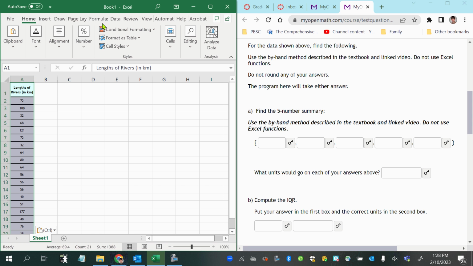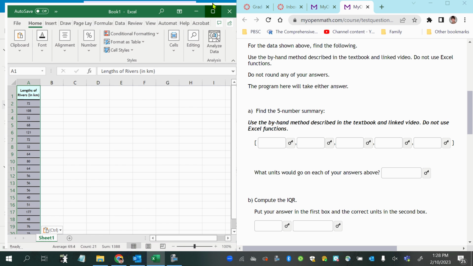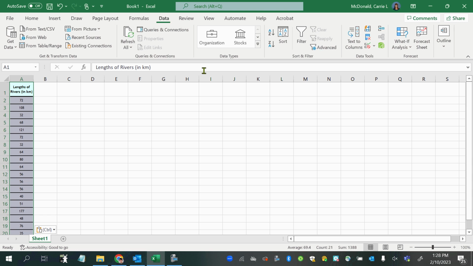Easiest if we just sort the data. So make this bigger for a second. I'm going to go to Data, and after I've selected the column of data, I'm just going to use the A to Z. Notice now that my values are in order from least to greatest.